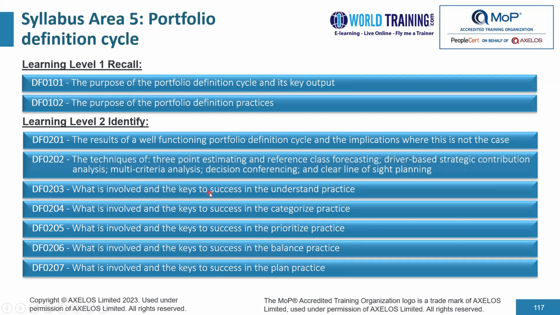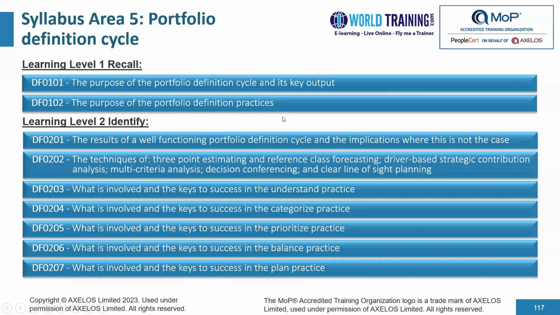And we would move on to understand the keys to success for 5 of the practices. We would understand keys to success to the understand, categorize, prioritize, balance, and plan practices. There are 5 practices, and we would study these practices in greater detail.